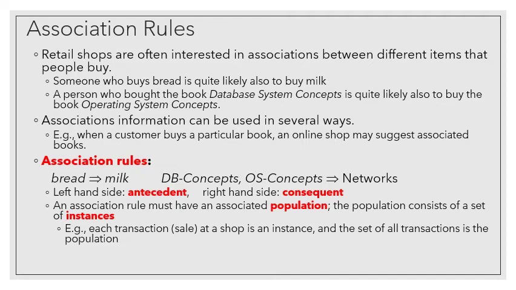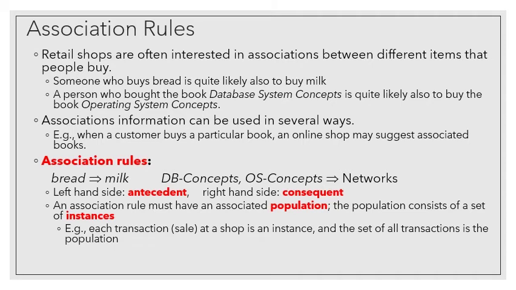So the association rules say bread is associated with milk. So DB concepts is associated to OS concepts, or OS concepts associated to networks. The left hand side is called the antecedent and the right hand side is called the consequent. That means bread is the antecedent and milk is the consequent. An association rule must have an associated population. The population consists of a set of instances.